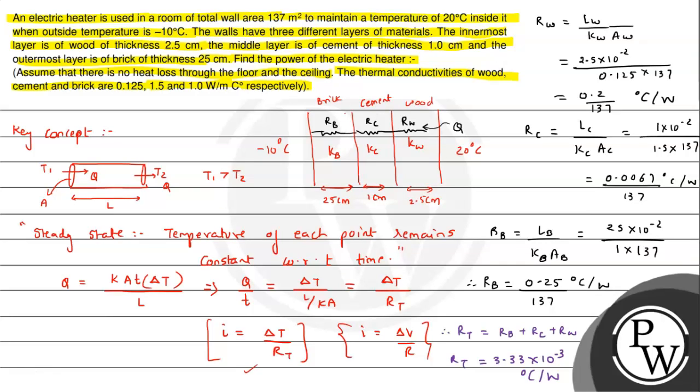So now finally we can calculate the value of current or heat flow rate basically. So we can say therefore I will be equal to जो हमारा temperature difference है delta T divided by R total. So it can be written as ये है 20 minus of minus 10 divided by 3.33 × 10 raised to minus 3. So ये वैल्यू आएगी हमारे पास 30 upon 3.33 into 10 raised to minus 3, which is coming out to be 9000 watt. This is the answer to the question.